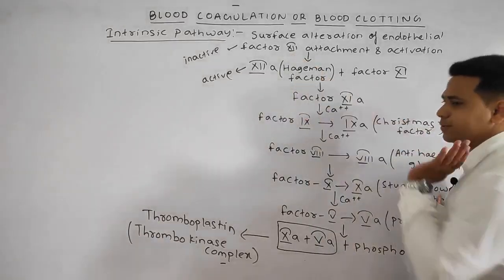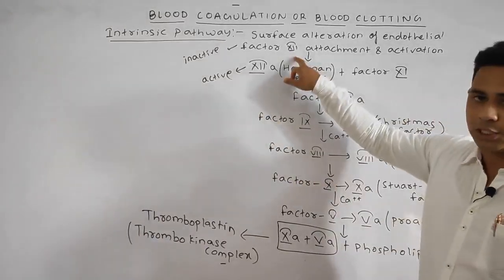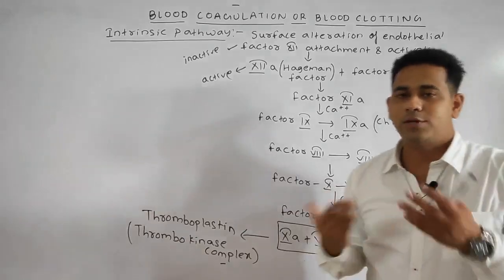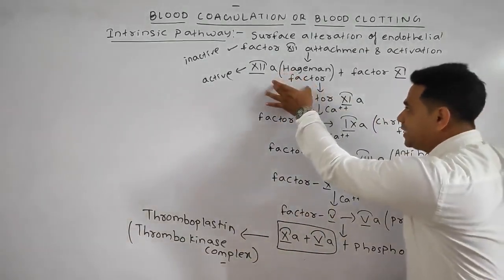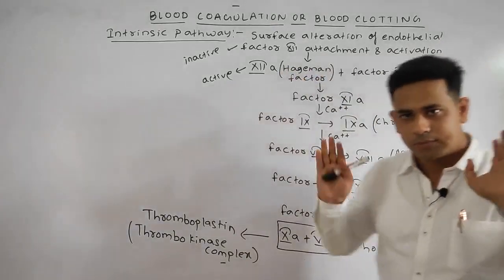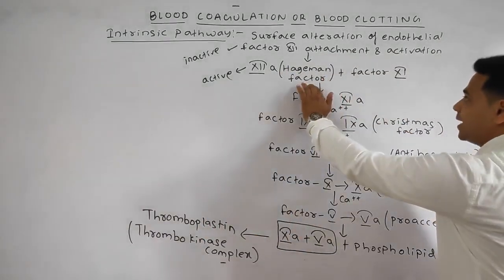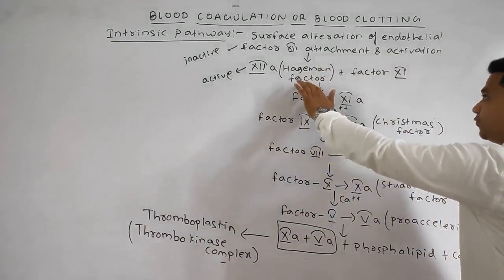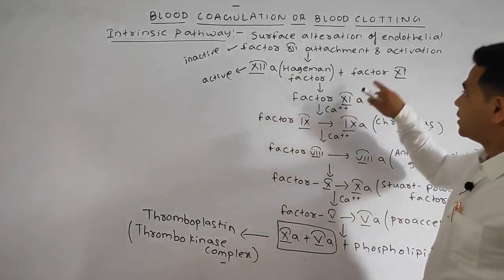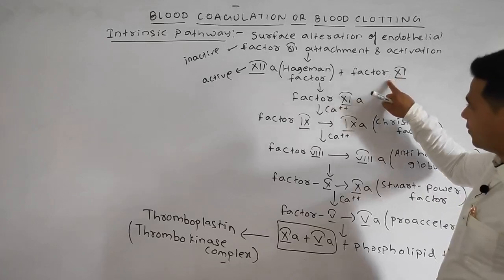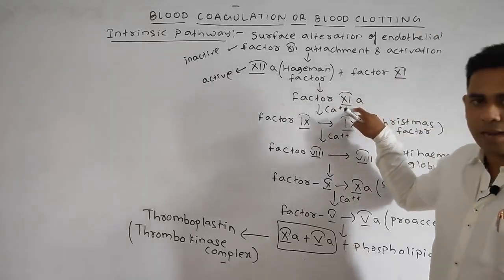Factor 12 means the Hageman factor comes and attaches, by which the activation of factor number 12 takes place. Now it is being converted into activated Hageman factor. Understood? Activated Hageman factor, when it acts on factor number 11, will convert the inactivated factor number 11 into activated factor number 11.